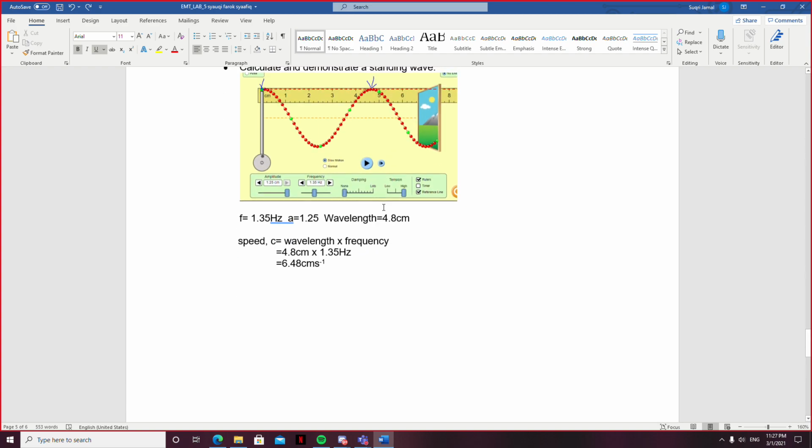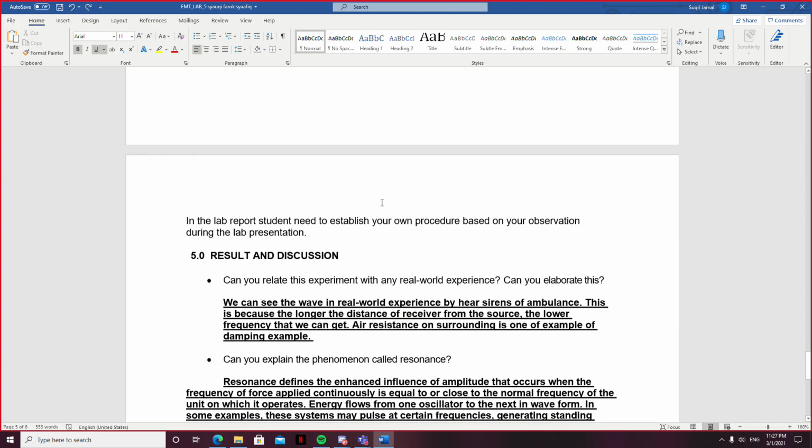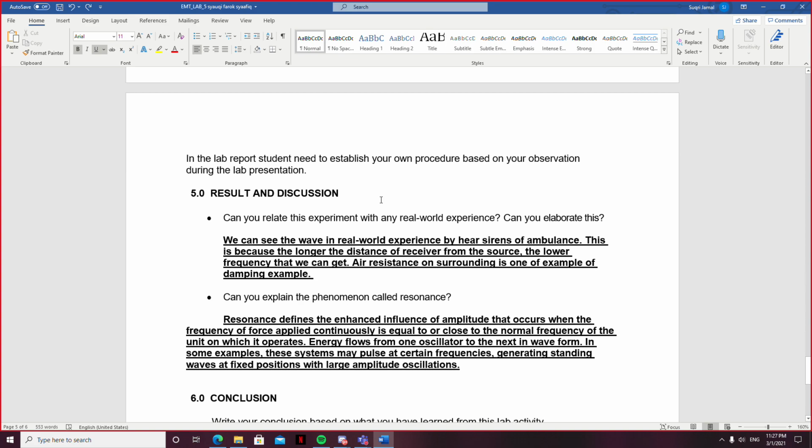Then I will explain a little bit about this experiment with real world experience. We can observe waves in the real world by hearing the sirens of an ambulance. This is because the longer the distance of the receiver from the source, the lower the frequency that we get. The air resistance in the surroundings is one example of damping.